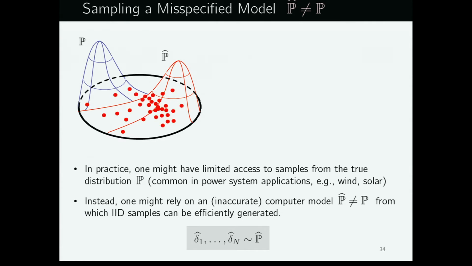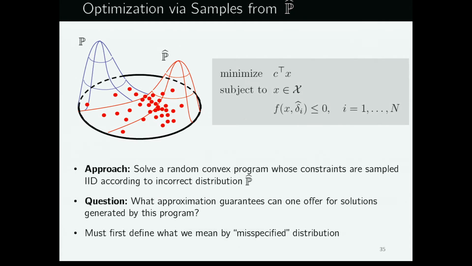So the basic question then is, can one use similar techniques to efficiently calculate solutions which are feasible for this original chance constraint problem using samples which come from the wrong distribution, okay, or a model. So you might think of here p hat as being a computer model you have for wind farms from which you can efficiently generate IID samples. And again, these are available to practitioners, and this can be done.